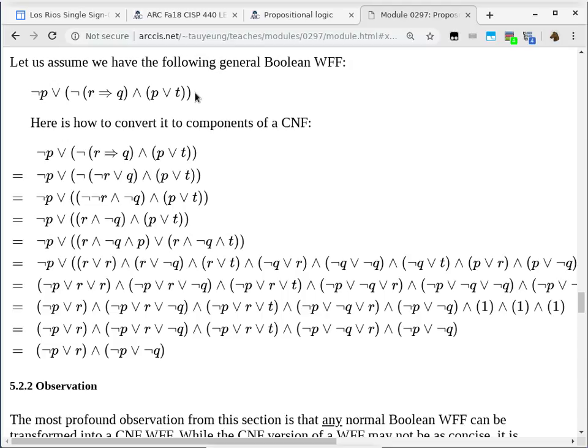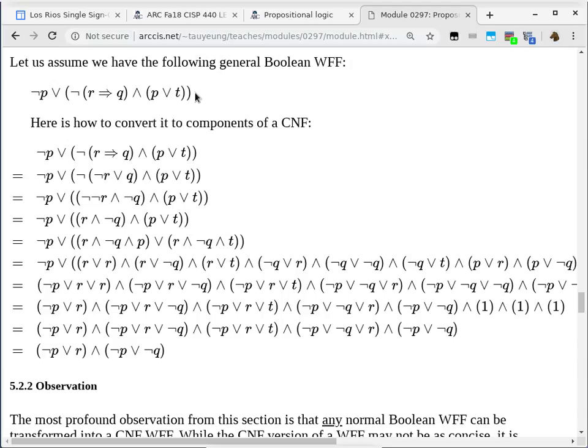Between these two, what happened between these two? Distribution. Yep, that's distribution. So you look at R and not Q as one term. I'm distributing that term over P or T. So it becomes R and not Q and P, or R and not Q and T. So that's just distribution. Are we doing okay so far with this?